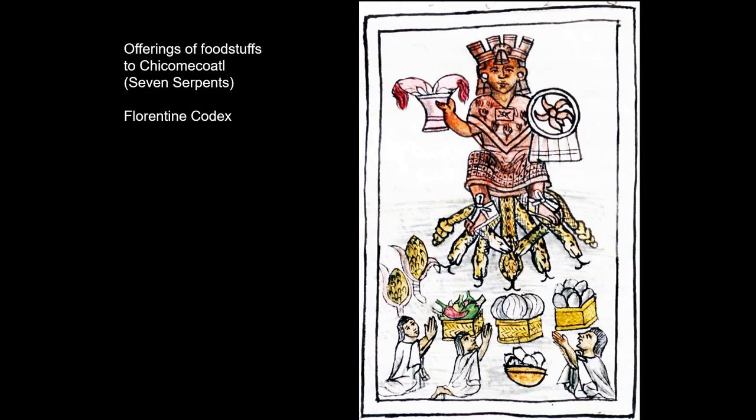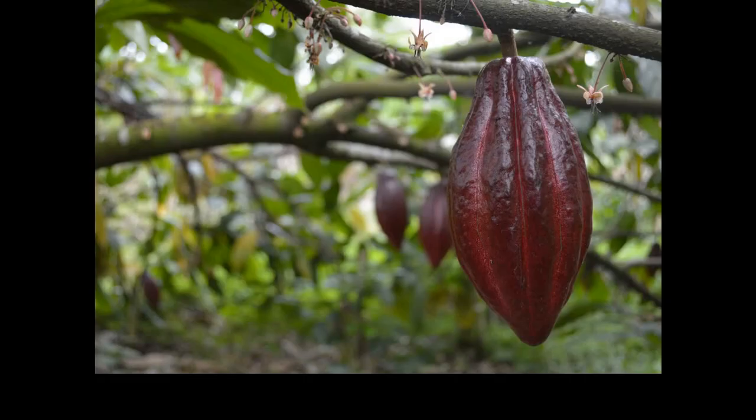And you can see this in later artwork. Here you have the variety of foods being given to Chicomecatl, seven serpents. Here there are offerings of corn, of squash, of peppers. And it was just an incredible amount of wealth. And many of these were not just major food staples, they were huge enhancements to the quality and the taste of food. One of the biggest and most important is going to be cacao.